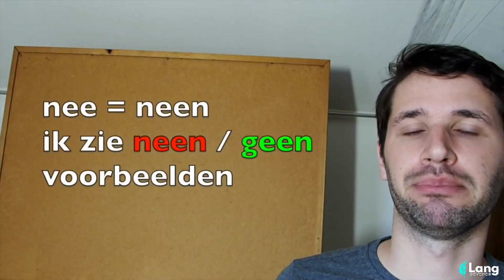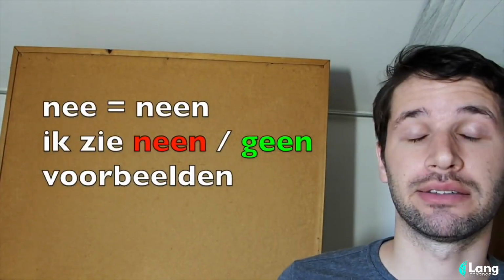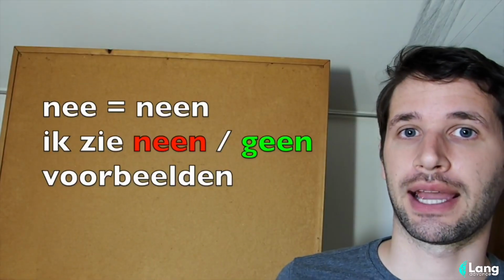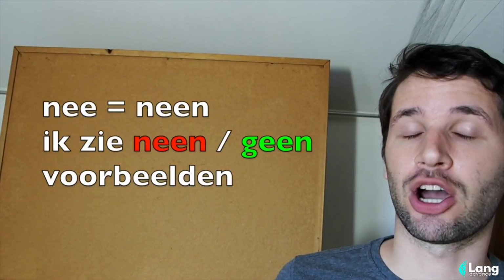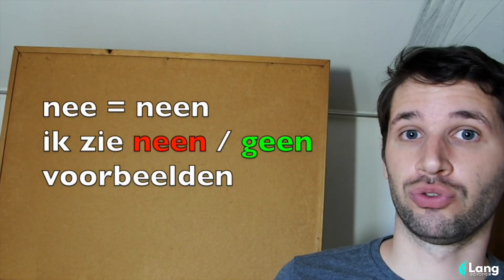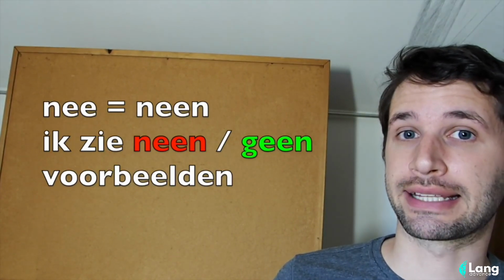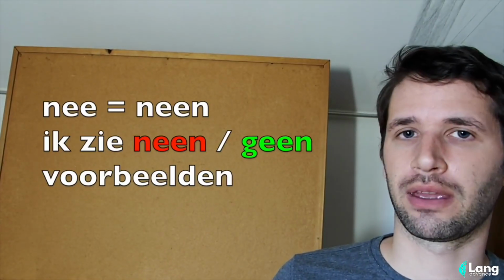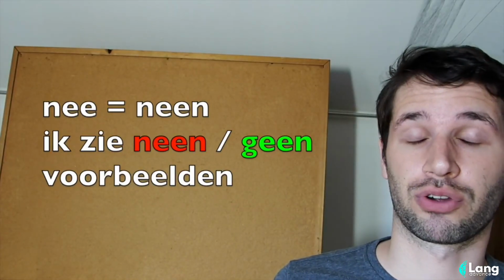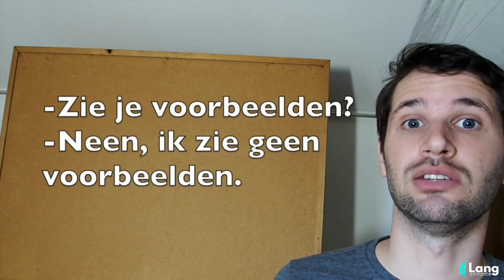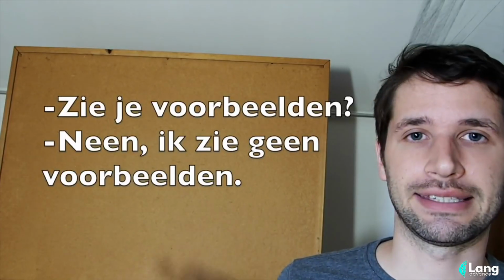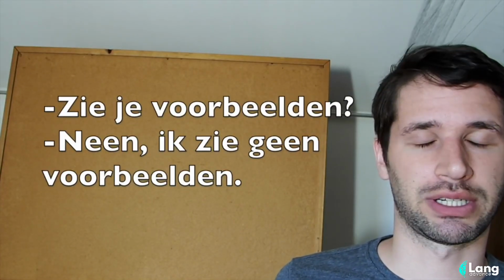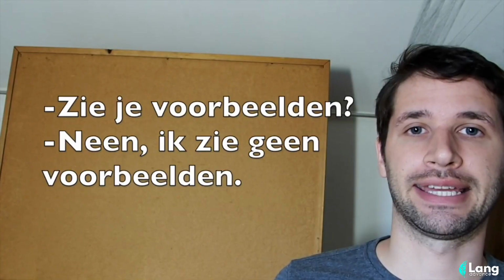Neen and nee means the same, so there's just an N added there. You can add it. But these are translated as no. And they are only translated as the opposite of yes. So you wouldn't be able to say, ik zie geen voorbeelden. I don't see no examples. No. But you can say, if someone asks you a question, do you see examples? Zie je voorbeelden? You could answer, nee, ik zie geen voorbeelden. So, nee, remember that. It doesn't stand with nouns. It's only as the opposite of yes.